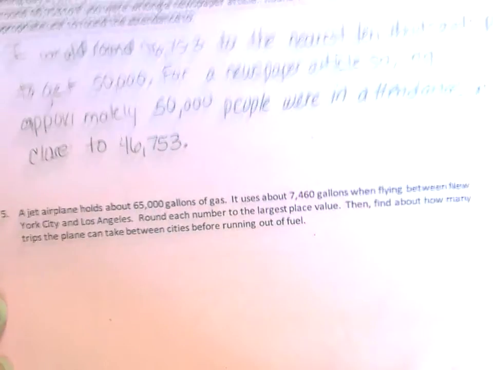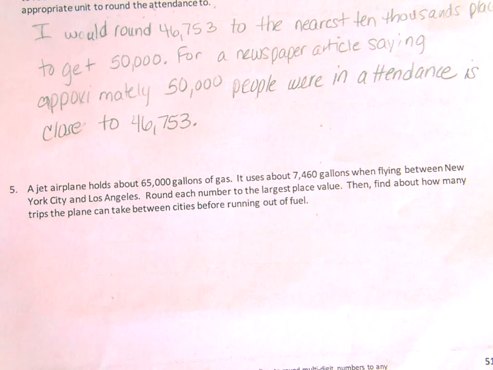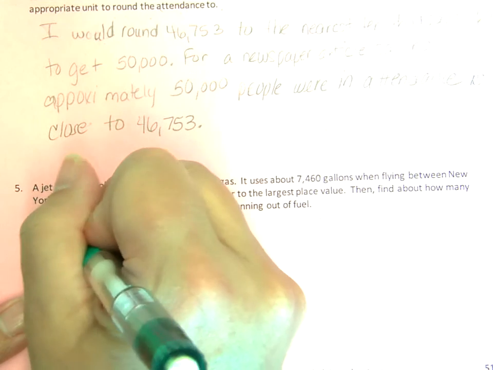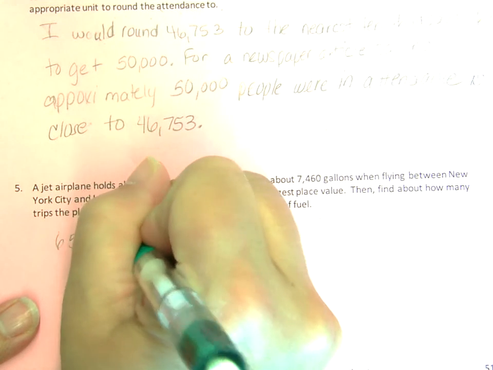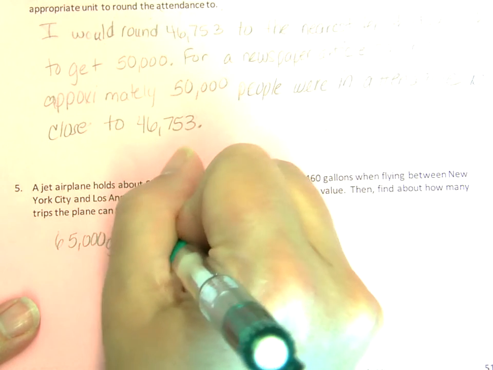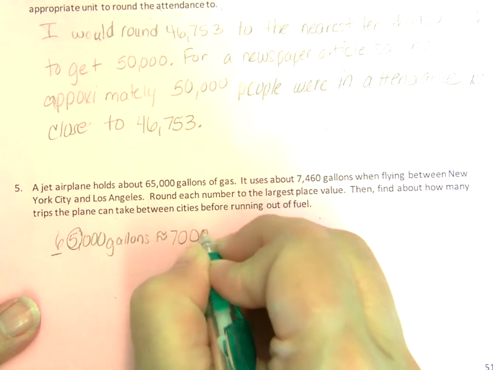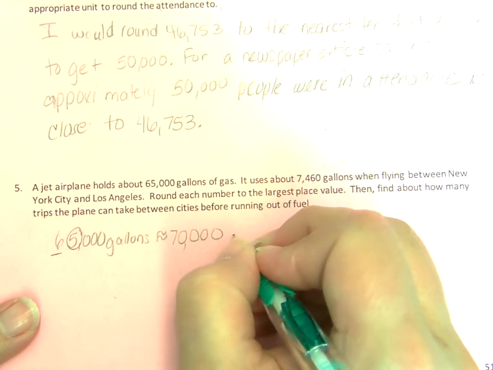Okay. A jet airline holds about 65,000 gallons of gas. It uses about 7,460 gallons when flying between New York City and Los Angeles. Round each number to the largest place value, then find about how many trips the plane can take between cities before running out of fuel. Okay, so we know that 65,000 gallons rounded to the highest place value would be 70,000. So that's the amount that it can hold. That's our total that it can hold.